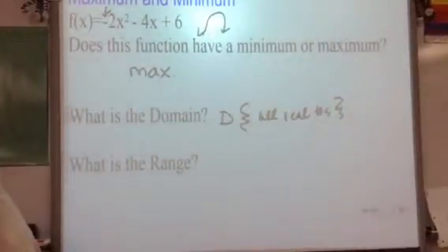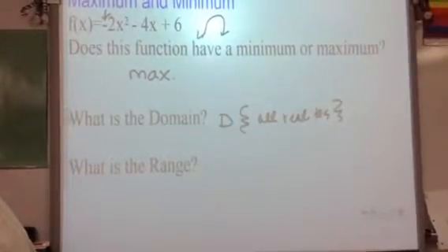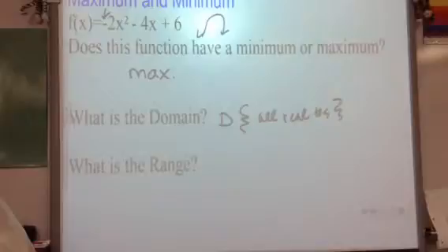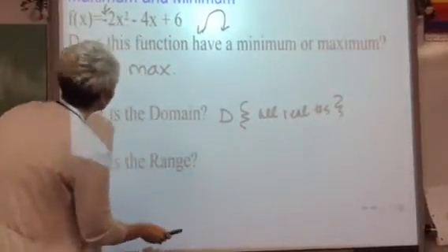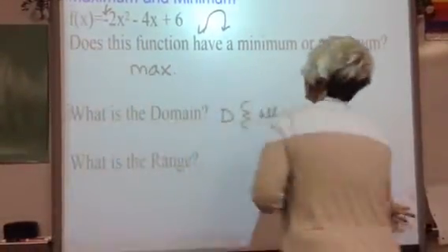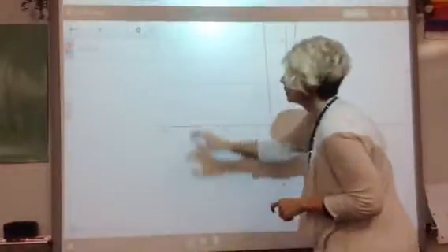So when you plug this into your calculator, you will see that this is negative 2x squared minus 4x plus 6.